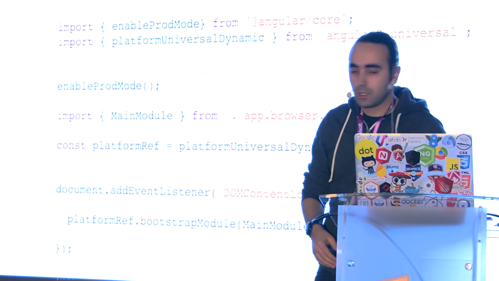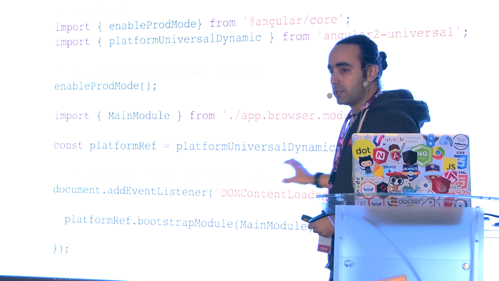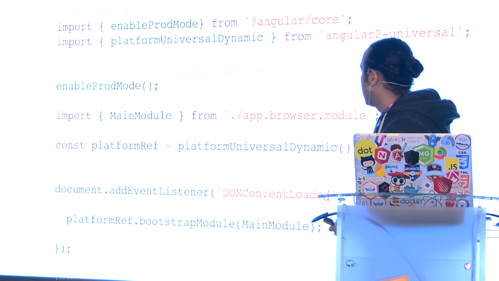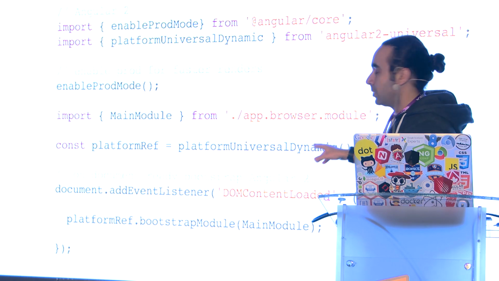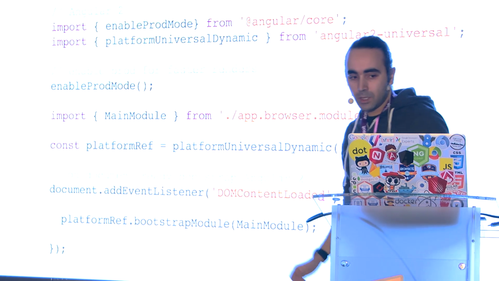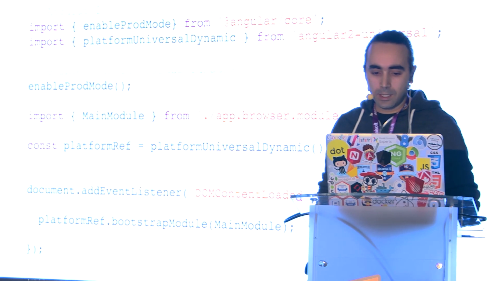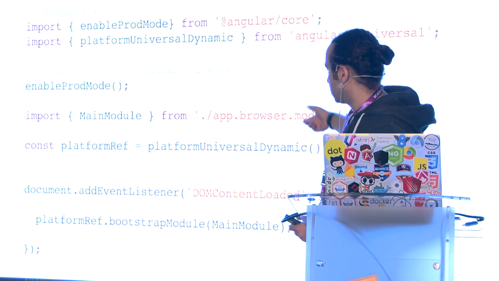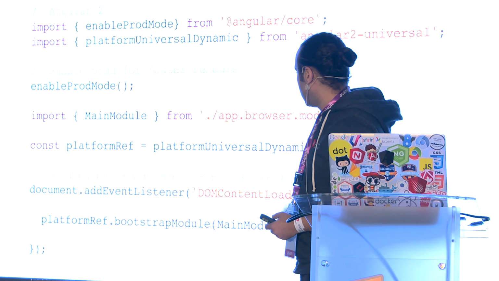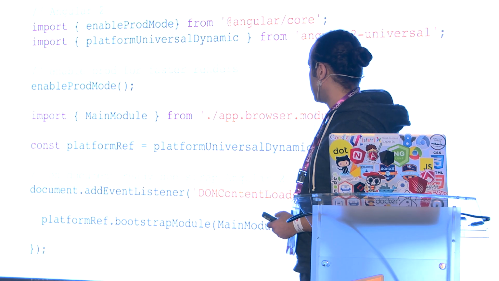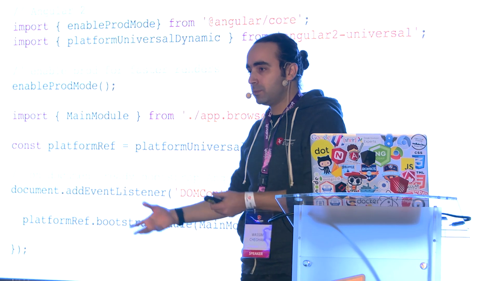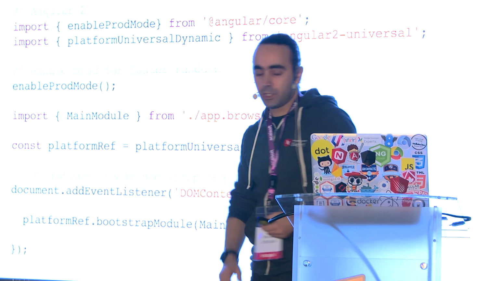For the client, this code might seem familiar to you if you are using the CLI, but there is a small difference here. We are using the platform universal dynamic and not browser dynamic. Then there's some boilerplate: you need to invoke the platform universal dynamic, wait for the DOM to load, and then run your application.